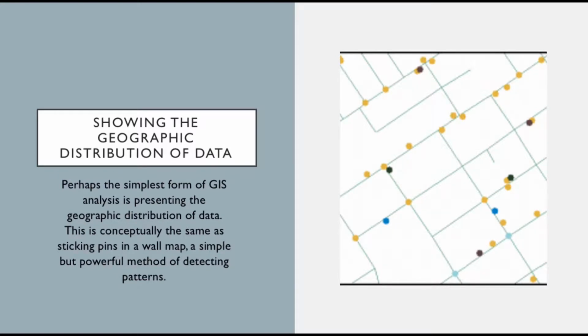Showing the geographic distribution of data. Perhaps the simplest form of GIS analysis is representing the geographic distribution of data. This is conceptually the same as sticking pins in a wall map, a simple but powerful method of detecting patterns. As you can see in the attached image, the map is the analysis. For example, a police department might analyze burglary patterns by plotting the addresses of reported break-ins. The department could make the map more informative by displaying the incidents with different symbols to show the time of the day, method of entry, or types of valuables reported stolen.